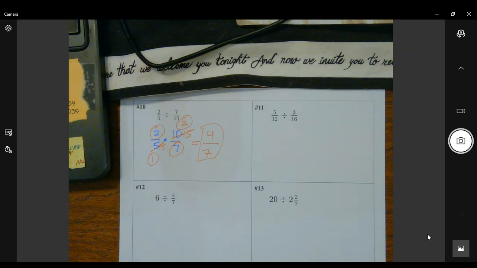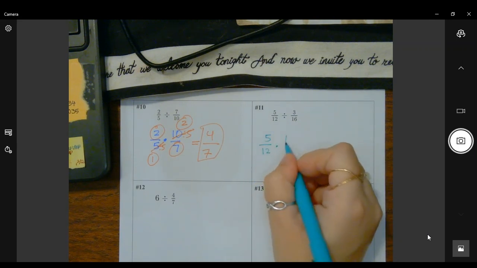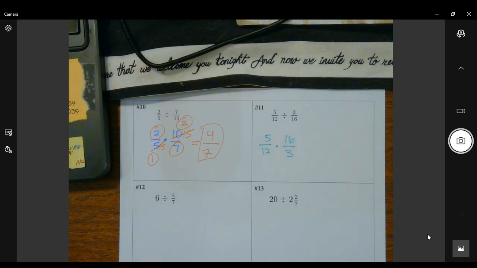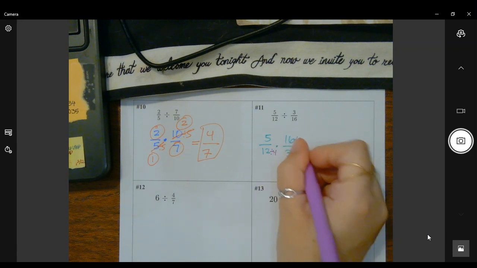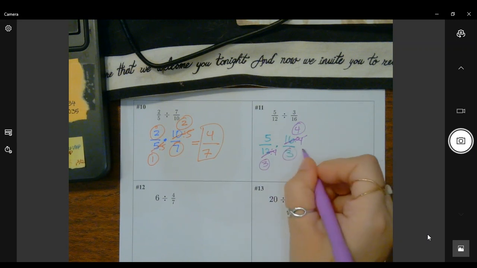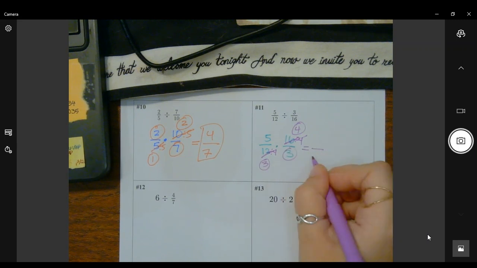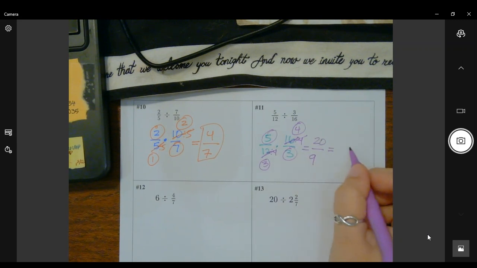The next one, again, they're both already fractions, so just keep, change, flip. And now, what do you see that can cross cancel here? Nothing can go into 3 and 5, but what about 12 and 16? That's right, 4 can. And what is 16 divided by 4? 4. And 12 divided by 4 is 3. So when you multiply across on the bottom, you have 3 times 3 is 9, and on top, 5 times 4 is 20. But that's improper, so I can't leave it like that.